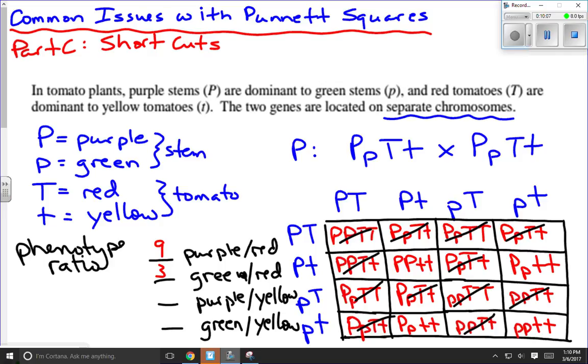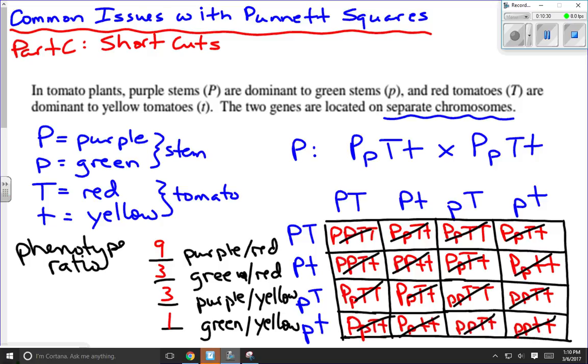And then purple and yellow. Purple and yellow would be one big T and two little t's, or at least one big T. So we've got 1, 2, 3 of those. And that leaves us only one in our Punnett square, two little p's, two little t's, which would be green and yellow. So we get 9 to 3 to 3 to 1.